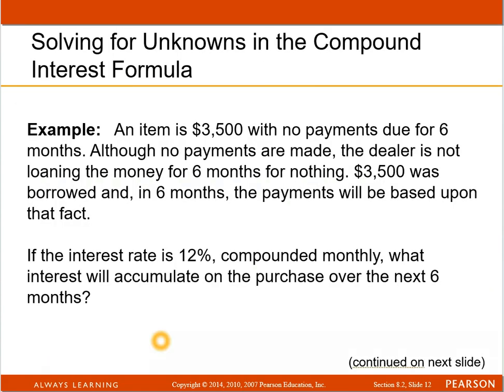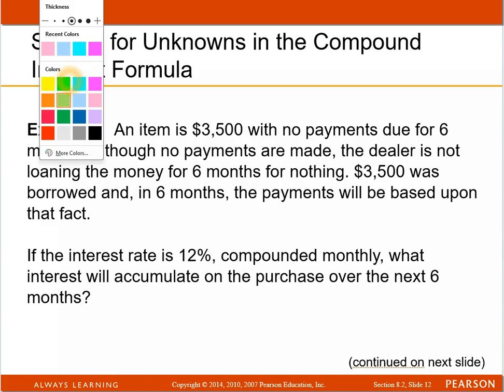An item is $3,500 with no payments due for 6 months. Although no payments are made, the dealer is not loaning the money for 6 months for nothing. $3,500 was borrowed, and in 6 months, the payments will be based upon that fact. If the interest rate is 12%, compounded monthly, what interest will accumulate on the purchase over the next 6 months? Okay, so try to remember what colors I used.